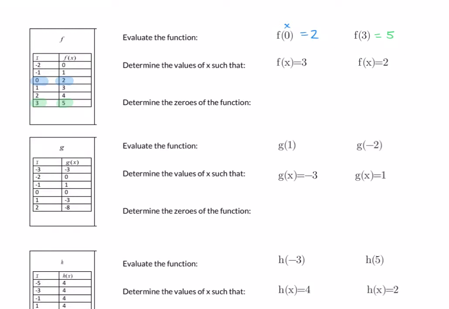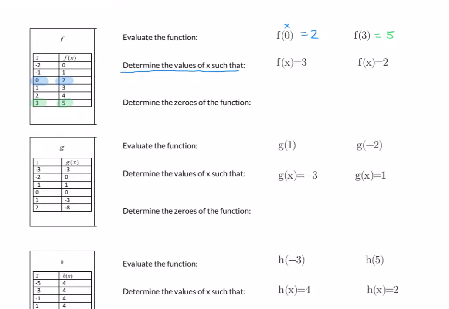Okay, now we can go the other direction. Now one of the things is when we go the other direction, we're always going to be told the following thing. Determine the values of x such that f of x is equal to 3. That means we are looking for x, so what are we going to be given? We're going to be given the y coordinate.